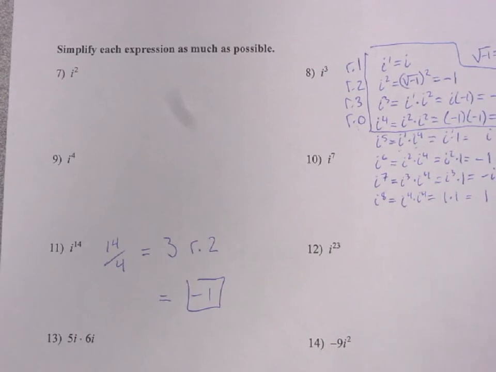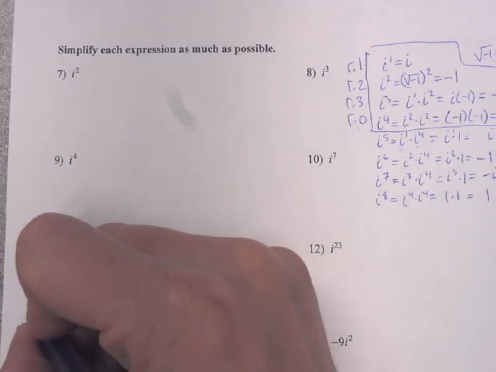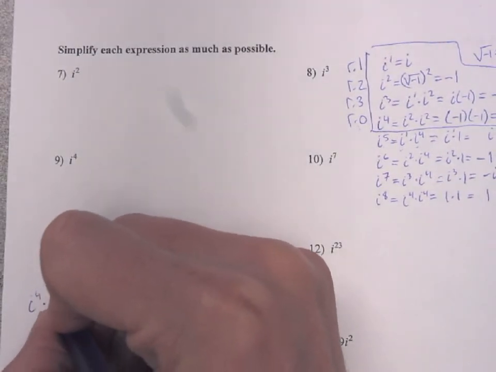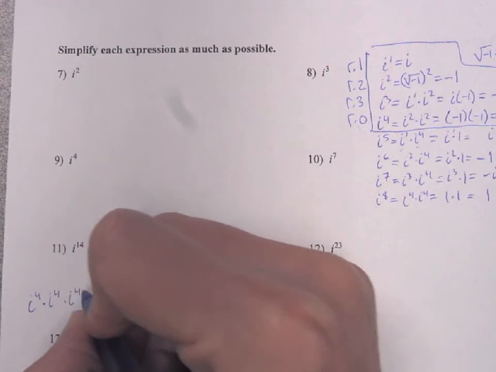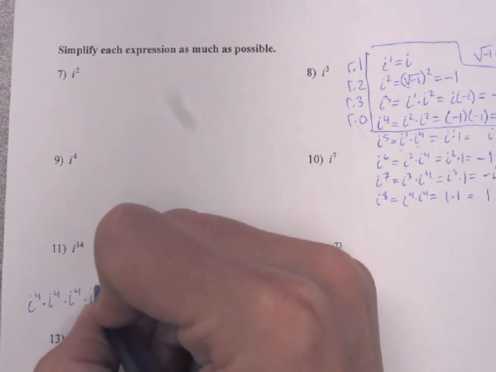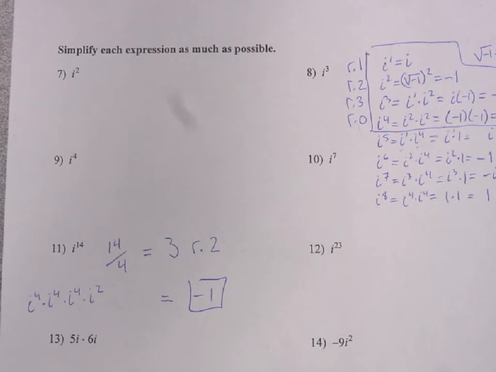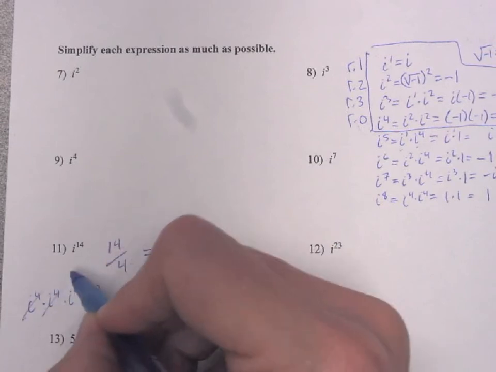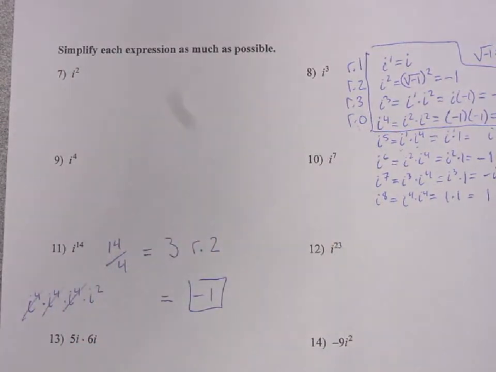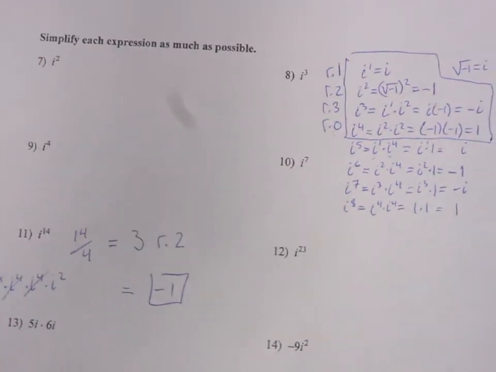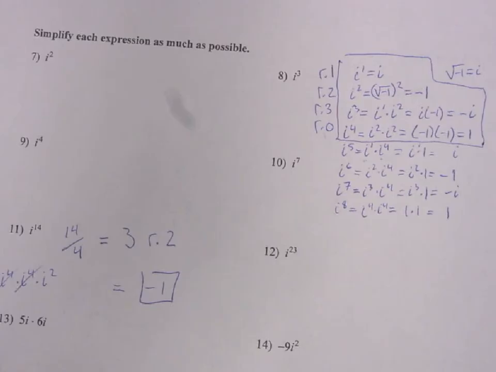Another way to think of it is I to the 4th times I to the 4th times I to the 4th times I squared. 4 plus 4 plus 4 plus 2 is 14. But all these I to the 4ths are just a 1 and a 1 and a 1, so really this is just I squared, and I squared we know is negative 1.